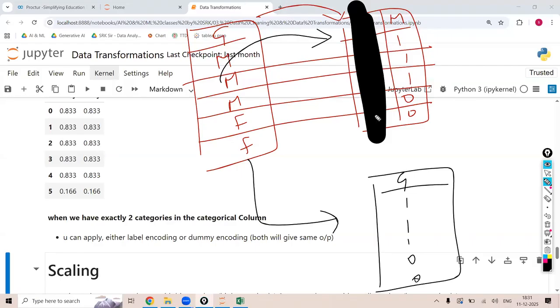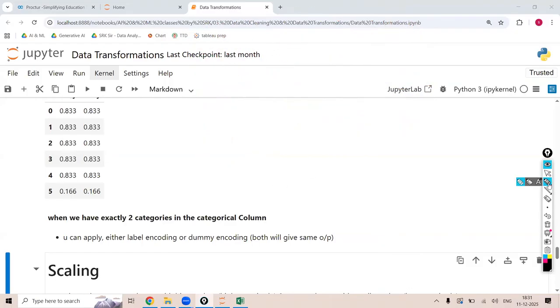Dummy encoding with drop first equal to true. In that case only. Drop first equal to true means the first category has to be dropped. Dummy encoding and label encoding will give the same output. There will be no difference.